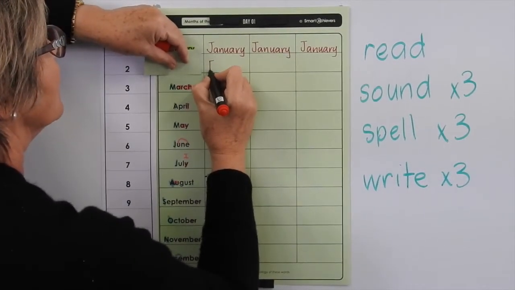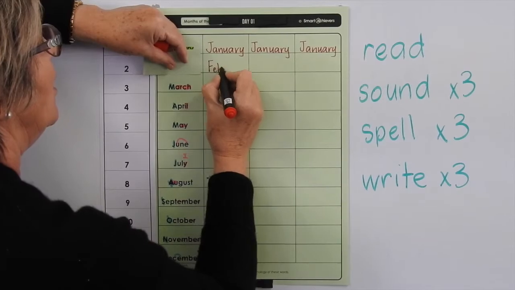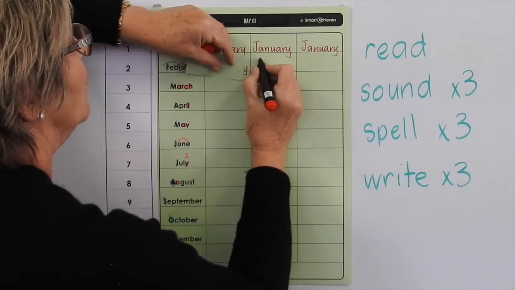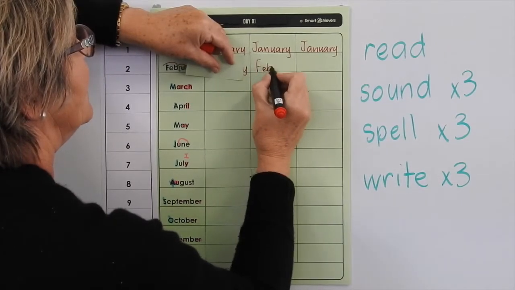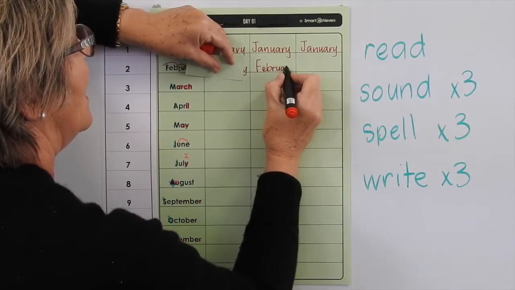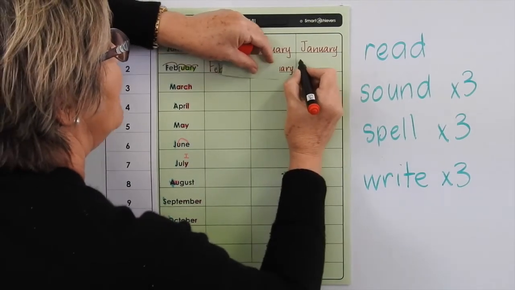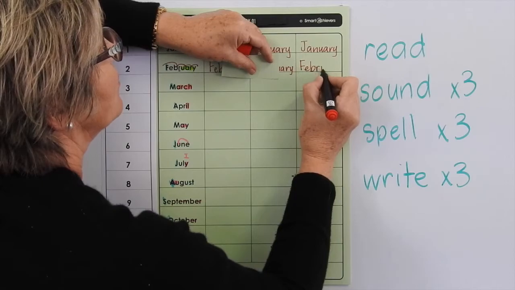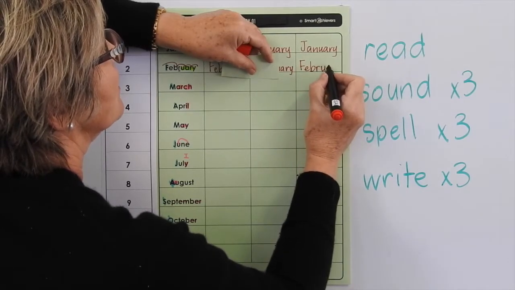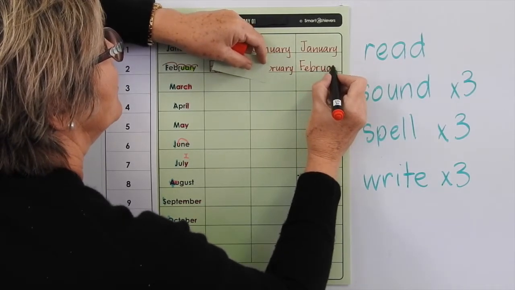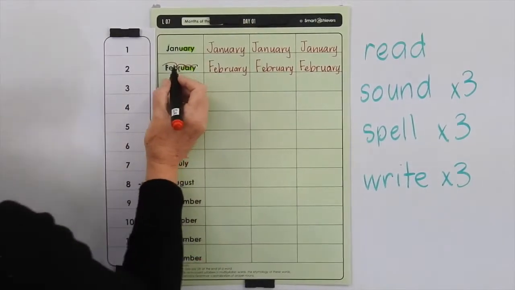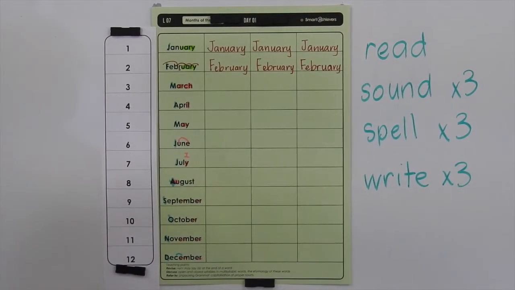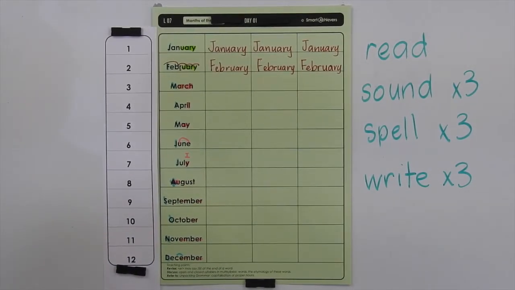So let's try sounding and spelling it. February, or February. I find it easier to break these longer words up into 3 letters or 3 sounds per word. So breaking it up into 3 parts quite often makes that easier. You can finish the rest of that page on your own.